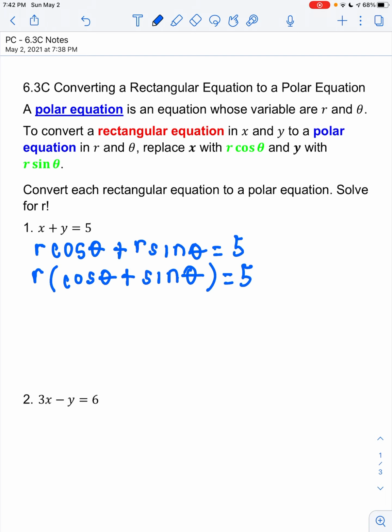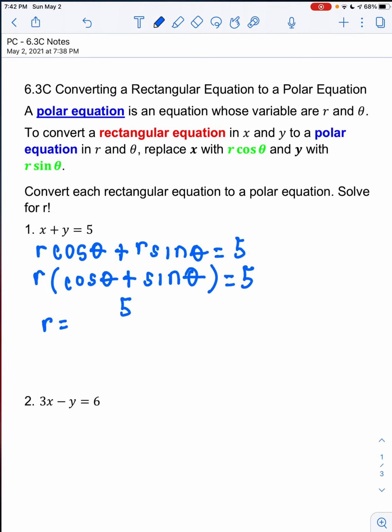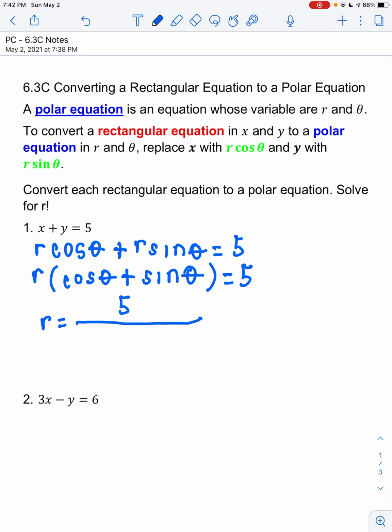And what we always want to do when we convert to polar form is we want to solve the equation for r. So at this point, to solve for r, hopefully it becomes obvious that we want to divide both sides by cosine theta plus sine theta. And so now we've taken our rectangular equation and converted it to polar form. Let's try a second equation.